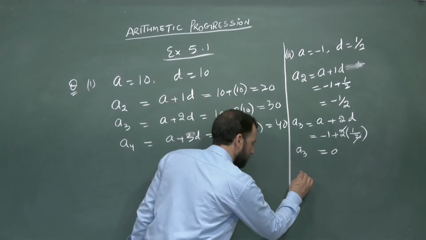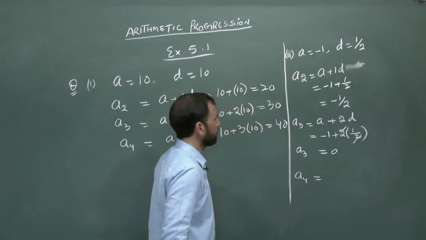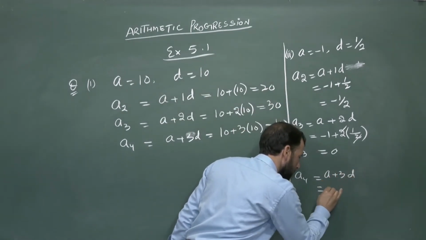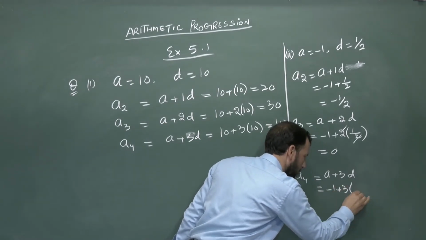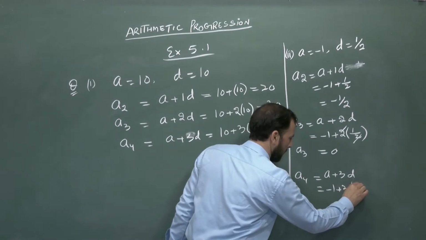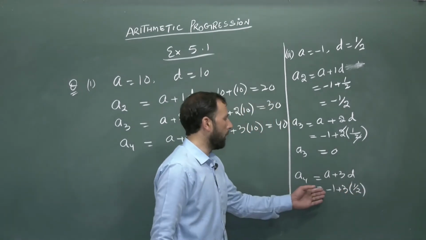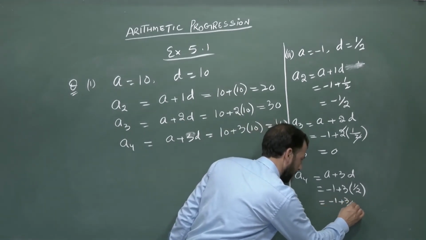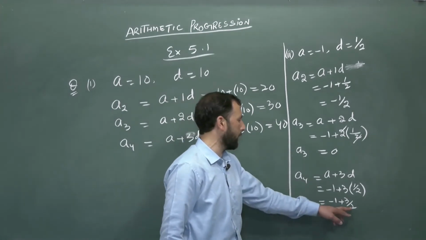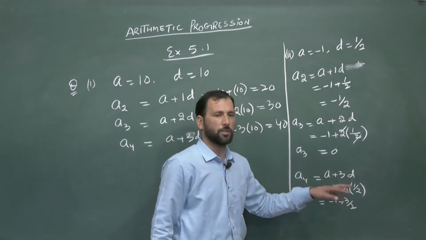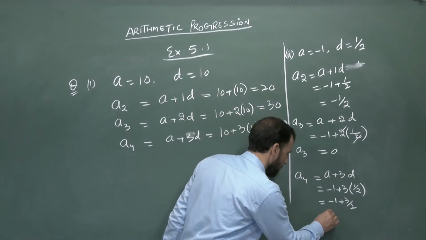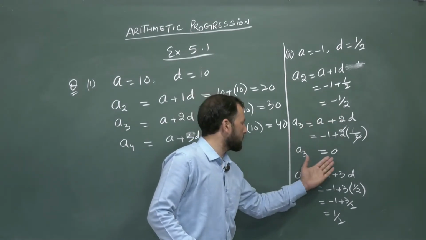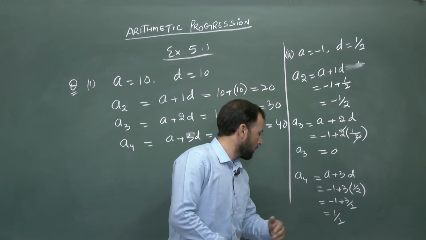Now the fourth term a4 is equal to a plus 3d. So a is given, minus 1, plus 3 into d, which is 1 by 2. So we can write it as minus 1 plus 3 by 2, that is minus 1 plus 3 divided by 2. After simplification, we get 2 into minus 1 is minus 2, minus 2 plus 3 is 1 by 2. That equals 1 upon 2. So a2 is minus 1 by 2, a3 is 0, and a4 is 1 upon 2.